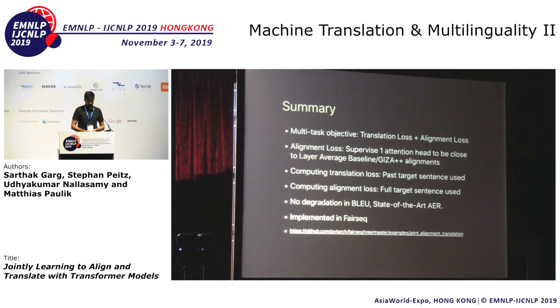So to summarize our work, the take-home message is that we can have one NMT model that can learn very good alignments and translation by having a multitask objective. The alignment loss in this case would be supervising one attention head to be close to alignments obtained from statistical alignment toolkits or the layer average baseline. For computing the translation loss, we can just use the past target sentence context. And for computing alignment loss, we can use the full target sentence context. We observe no degradation in BLEU, but we are able to outperform all other baselines in terms of alignment accuracy.